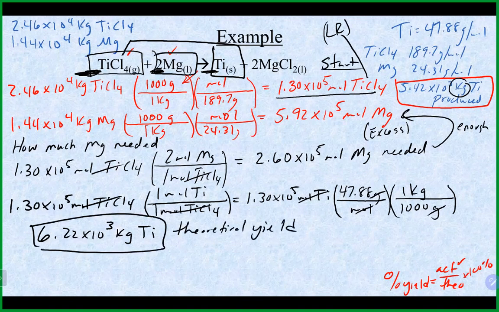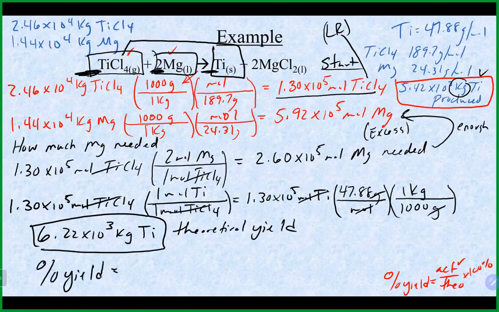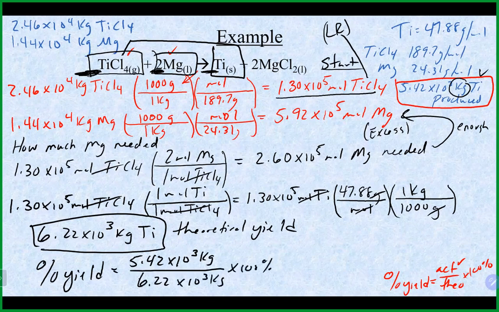Any questions up to there? Now that I have the theoretical yield and I have the actual yield that was given to me, I can calculate the percent yield. Percent yield would be our actual, which I kind of scribbled over, but I think it says 5.42 times 10 to the 3 kilograms, divided by our theoretical 6.22 times 10 to the 3 kilograms, times 100%. That's going to give me 87.14%. Not too bad for percent yield in this case. Any questions on any of those steps?